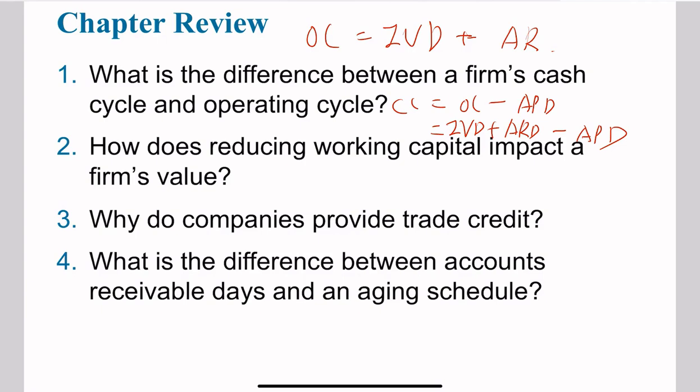Okay, fourth, what is the difference between accounts receivable days and the aging schedule? This one is quite basic. So aging schedule is basically a table, and in that table, you will list different customers' accounts receivable days. And then you will look at what percentage of customers they're late, right?